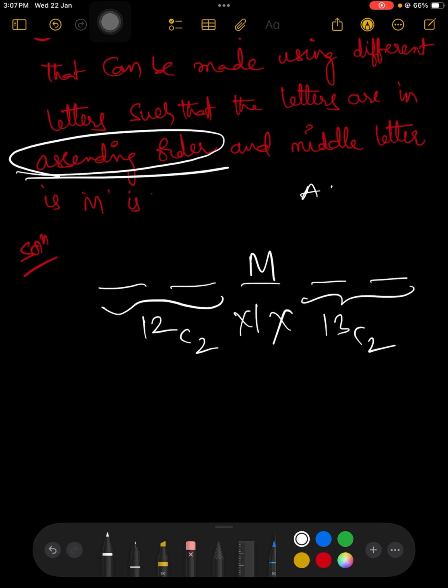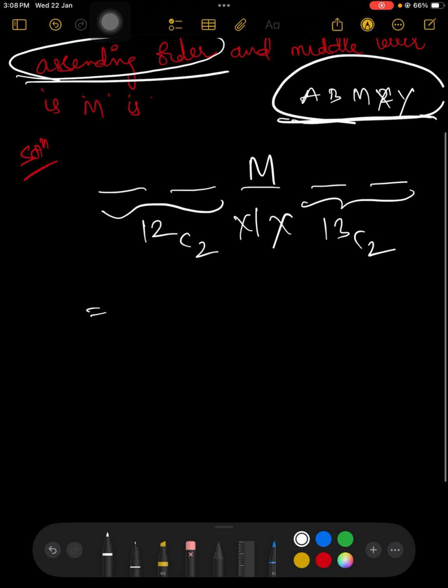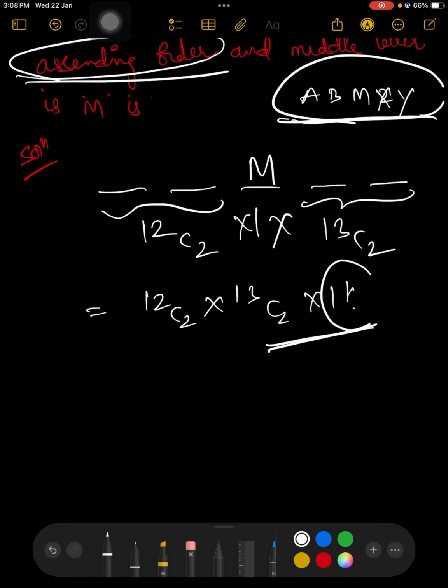If you select A, B, M, or like X, Y, this will be the only arrangement. We can't change other than this arrangement, because it should be in ascending order. A comes first, B comes next, and then m, and then x, and then y. So there are no other arrangements. If you want to write the arrangement, you can write 1 factorial, that is 12C2 into 13C2 into 1 factorial, right? So this is the final answer, 12C2 into 13C2.